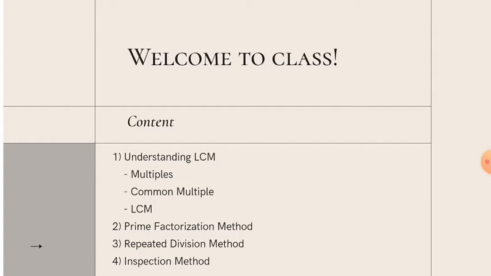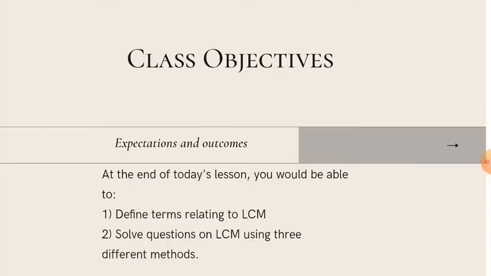Now, furthermore, we are going to be looking at three different ways we can find our LCM, which are the prime factorization method, the repeated division method, and the most interesting of all, the inspection method. At the end of today's class, you will be able to define terms relating to LCM and solve questions on LCM using three different methods.